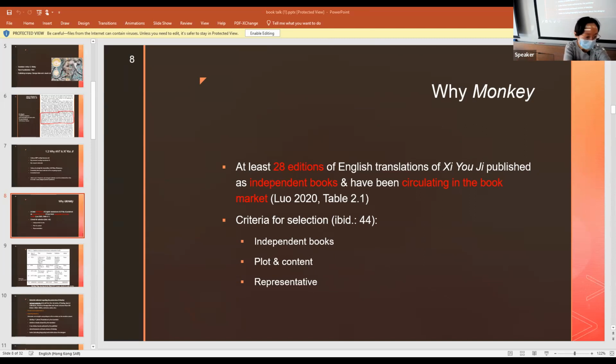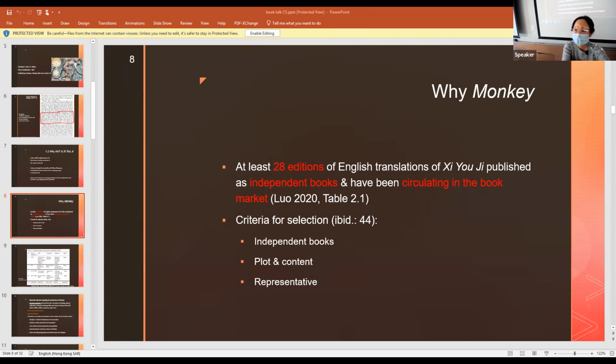And so the archival materials, the main source of my research, occupy a central position in my research, because the entire book of description and discussion is made based on the history of translating Monkey that is recorded in those archival materials. Without them, the whole book of description and analysis would be impossible.